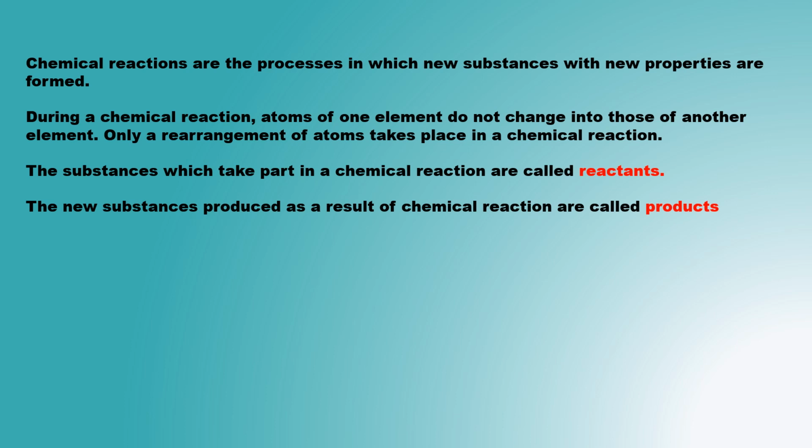We will now discuss reactants and products of a chemical reaction. The substances which take part in a chemical reaction are called reactants. The new substances produced as a result of chemical reaction are called products. In a chemical reaction, reactants are transformed into products. The products thus formed have properties which are entirely different from those of the reactants.